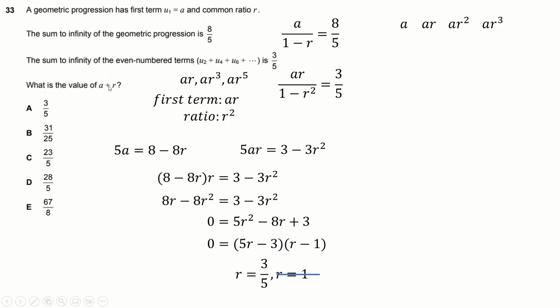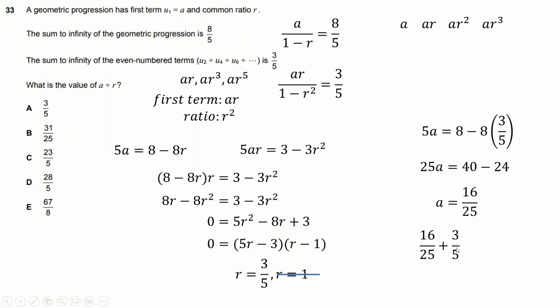It's actually asking for a plus r, so let's put that back into whichever one we want. It's not going to really matter which. Okay, I did it in this. I think I times everything by 5 here, and then 8 times 3 is 24. That makes 16, so it's 16 over 25. Add those two things together, times this by, I guess, 5 over 5 to make 15 over 25. That makes 31 over 25, which I believe is one of the answers.